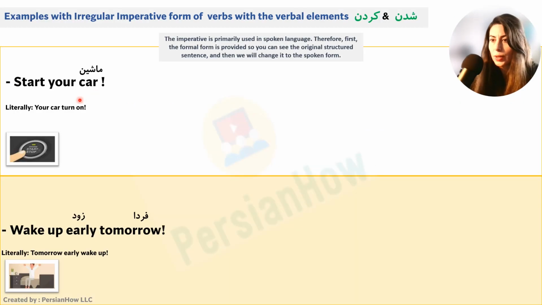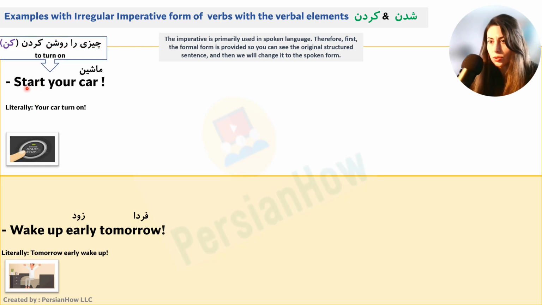Let's take a look at two examples with the verb that we just covered. So the first one, we want to say start your car. So in Farsi, we do not start the car. We turn on the car. It's also the same with any other device or machine. So we cannot use the verb to start here. We need to use the verb روشن کردن, to turn on. And کن is the present stem. And then روشن کردن is a transitive verb, right?